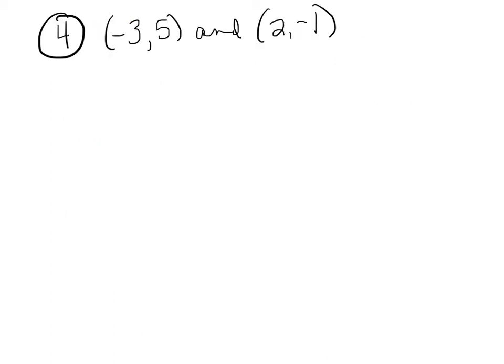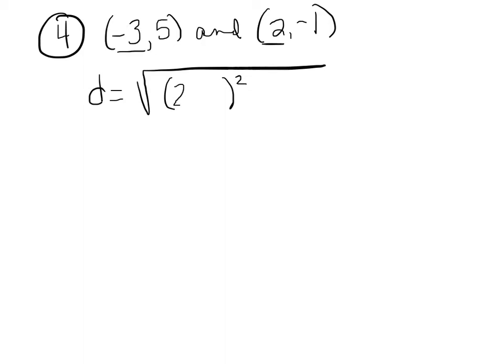Number 4, write down the 2 points negative 3, 5, and 2, negative 1. We are going to find the distance between them. Using our distance formula, d equals the square root. We are first going to subtract our x values. So if we subtract the x values, negative 3, 2. So let's subtract 2 minus negative 3 squared plus subtracting our y values, negative 1 minus 5 squared.